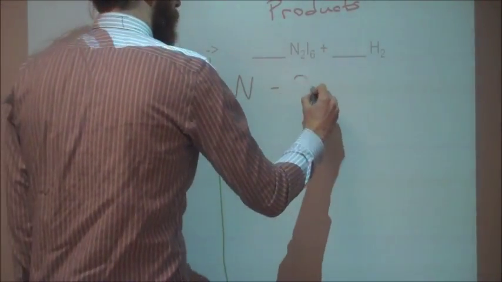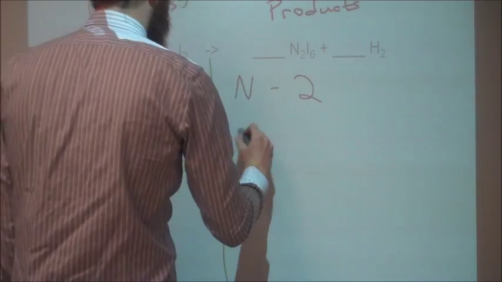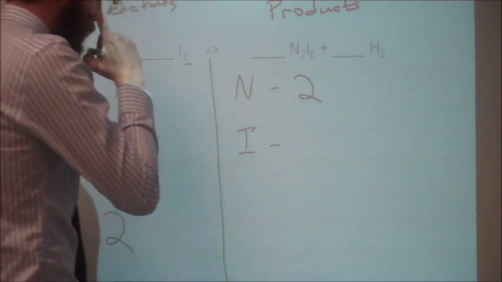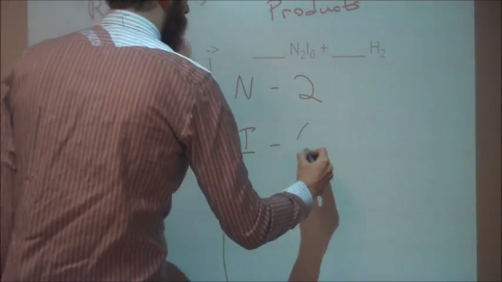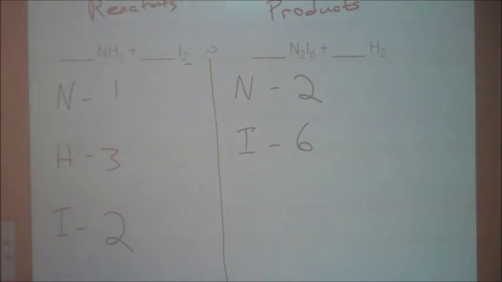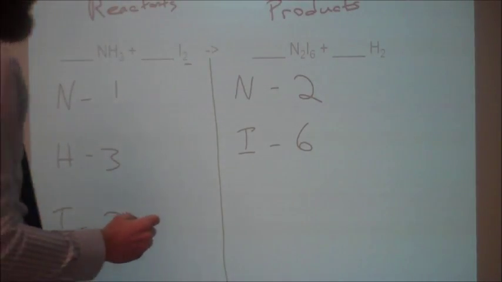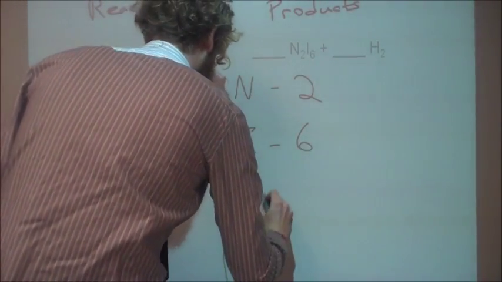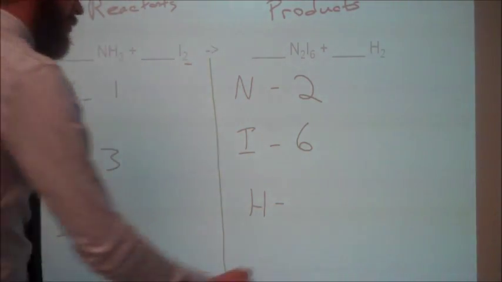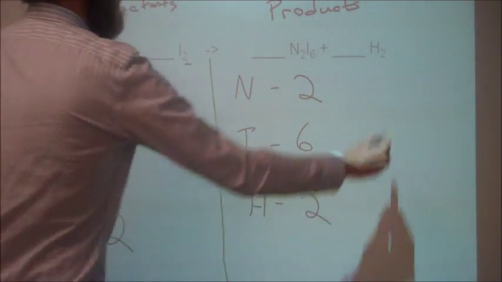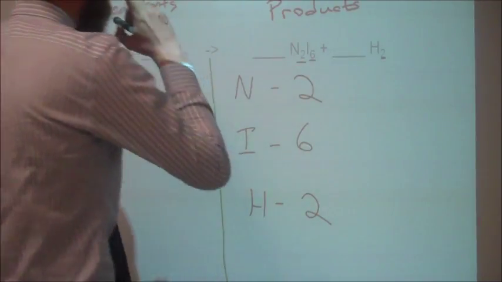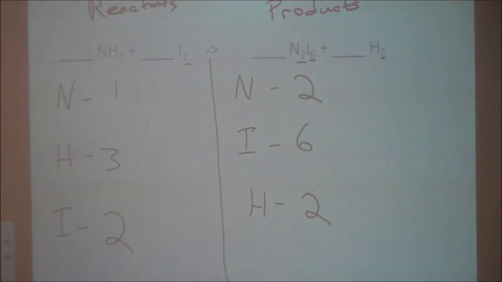Nitrogens. Two. Iodines. 6. Hydrogens. Two. Right there. So we're counting the subscripts. Figure that out. Alright, now we can balance.